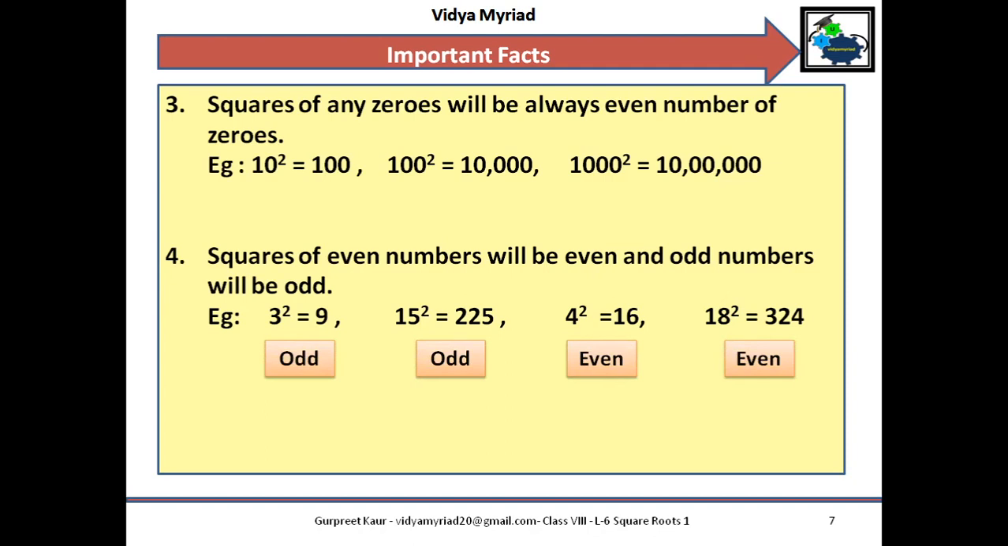So it proves that when you square any odd or even number, the result will come the same way. If it is odd, the answer will be odd. If the number is even, the answer will be even.